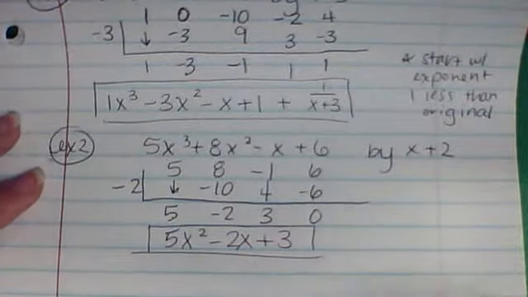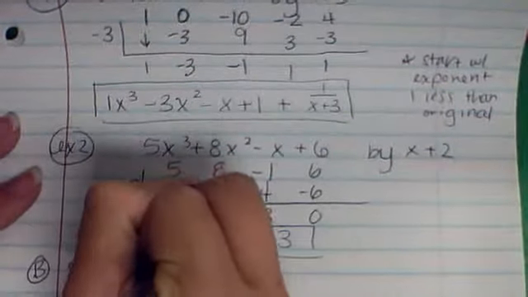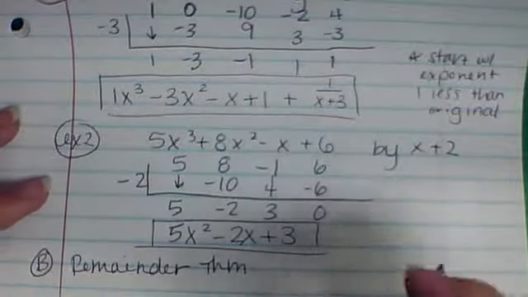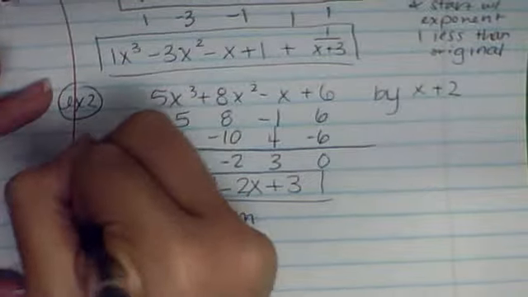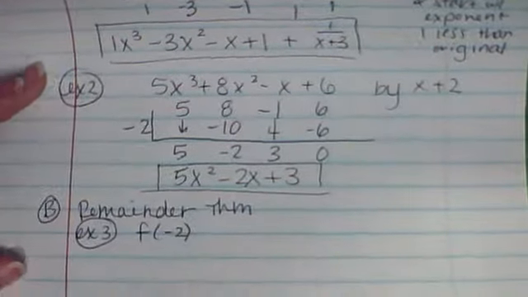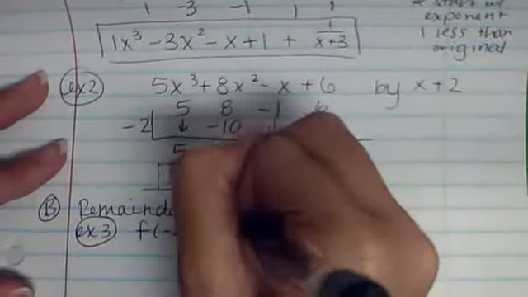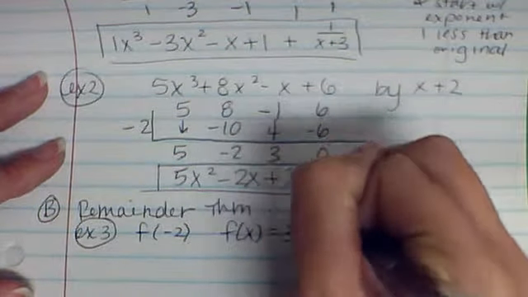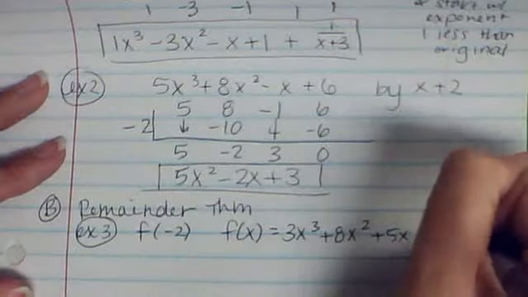Okay, the last thing that I want to show you today is the remainder theorem. That's part B. And to do that, we're going to be asked to find a certain value. So we want to find f of negative 2. Now, we know how to do this by just plugging in for all of our x values if we're given the equation, like so. F of x equals 3x cubed plus 8x squared plus 5x minus 7.